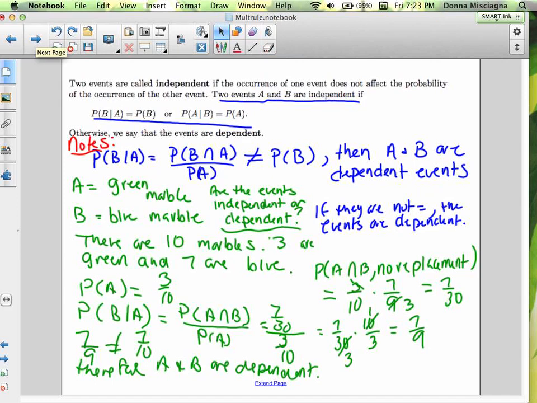All right, so 3/10 times, I didn't replace, so 7/9. Right? Because I took out a marble. I took out the green marble, I didn't put it back. I now have 9. I'll draw a picture. So there were 3 green and 7 blue. 1, 2, 3, 4, 5, 6, 7. They'll come in a moment, I assume.